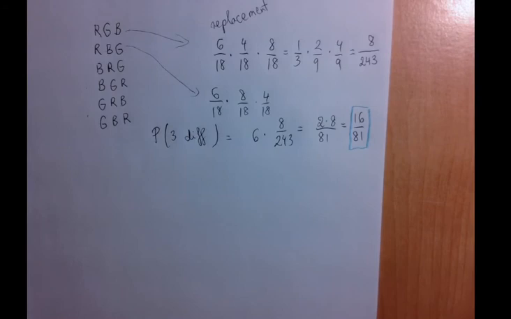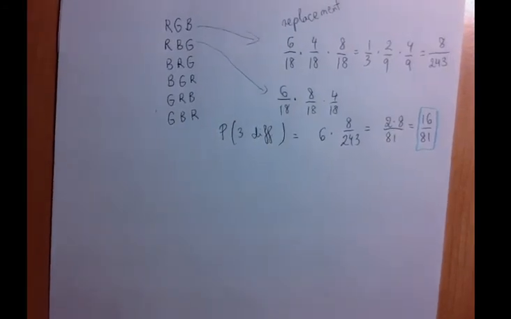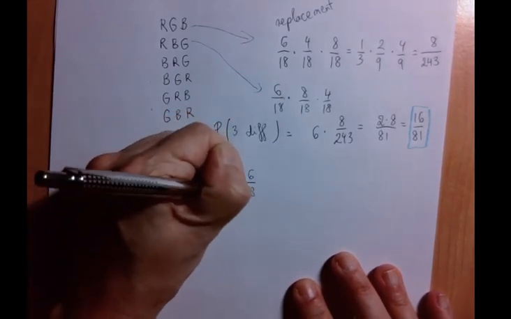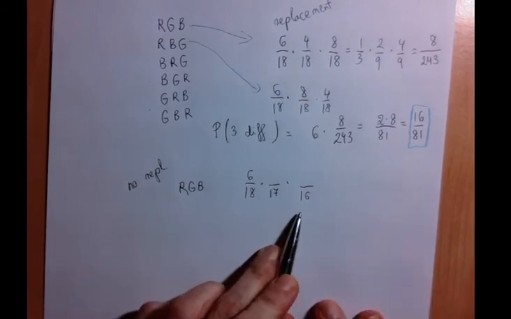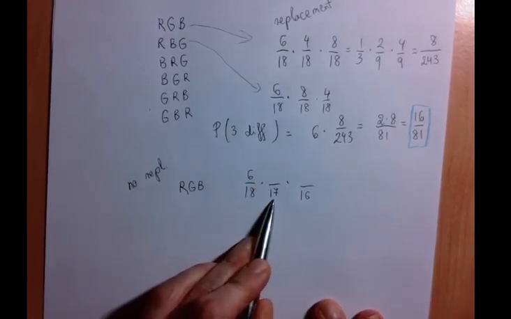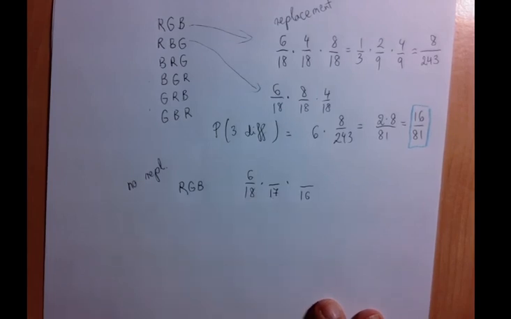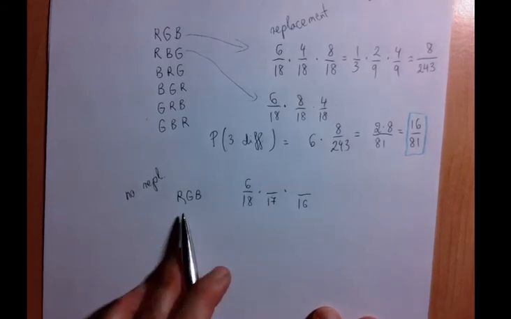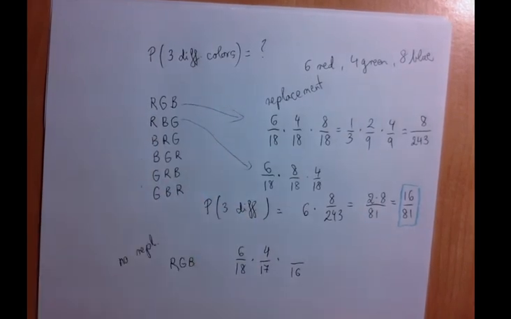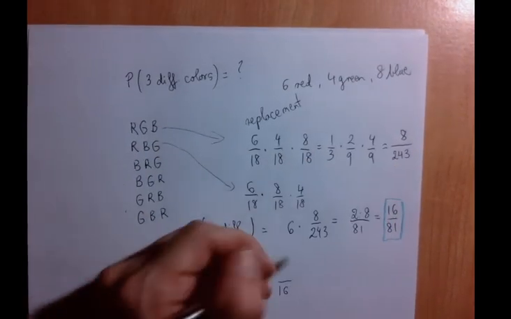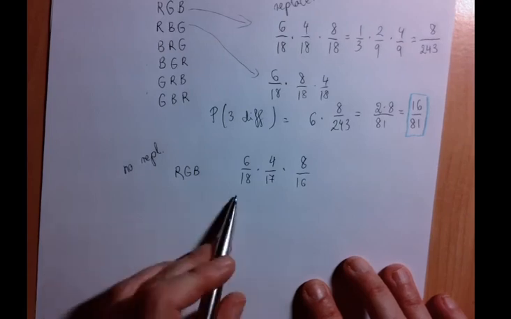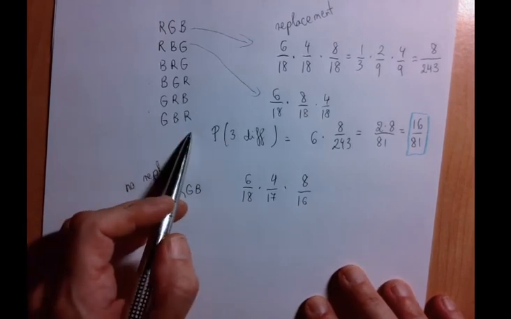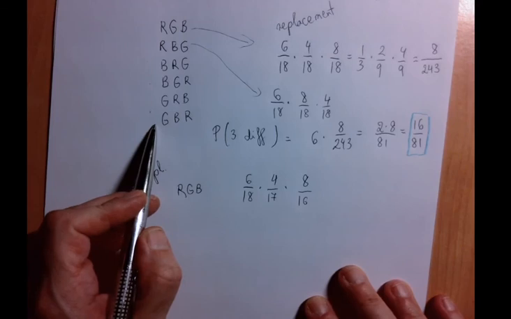Okay, now let's answer the same question, but this time no replacement. So the first one being red, the probability is 6 out of 18, and the denominators will shrink by 1, right? As we pull out the first marble, we're down to 17, we pull another one, we're down to 16. However, because we keep pulling different ones, how many green? After we pulled out red, we still have all 4 green in there. And after we pull the red and the green, we still have all 8 blue in there. And that's going to be the case with all the other 5, that the denominator is going to be 18, 17, 16, and the numerator is just going to be a permutation of 6, 4, and 8.